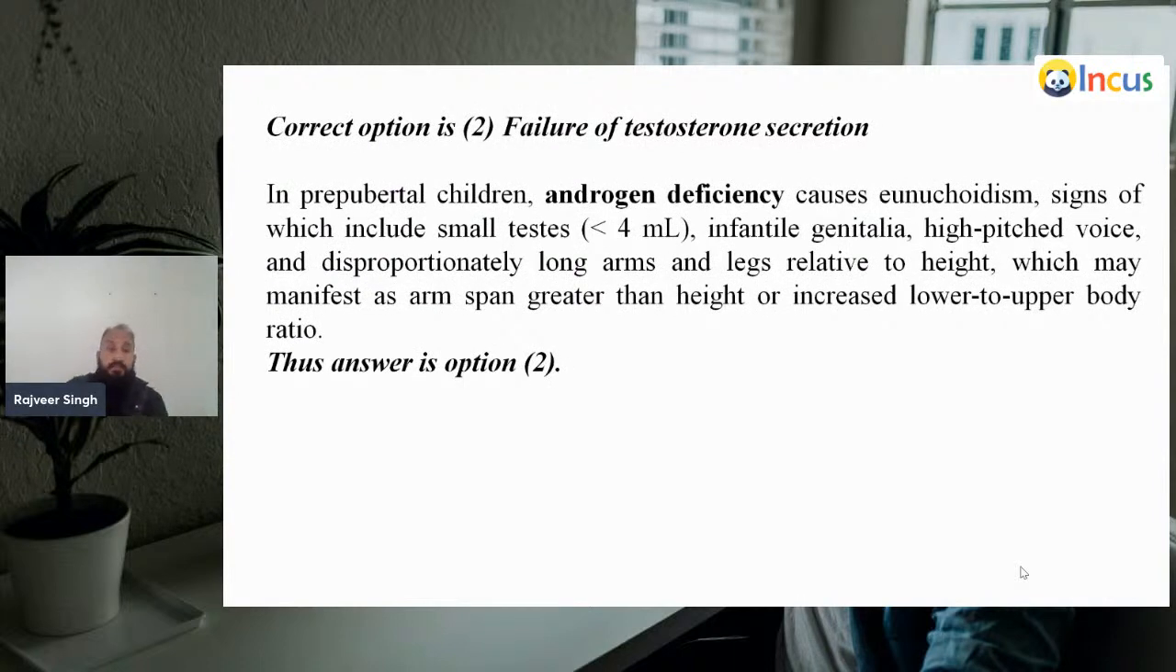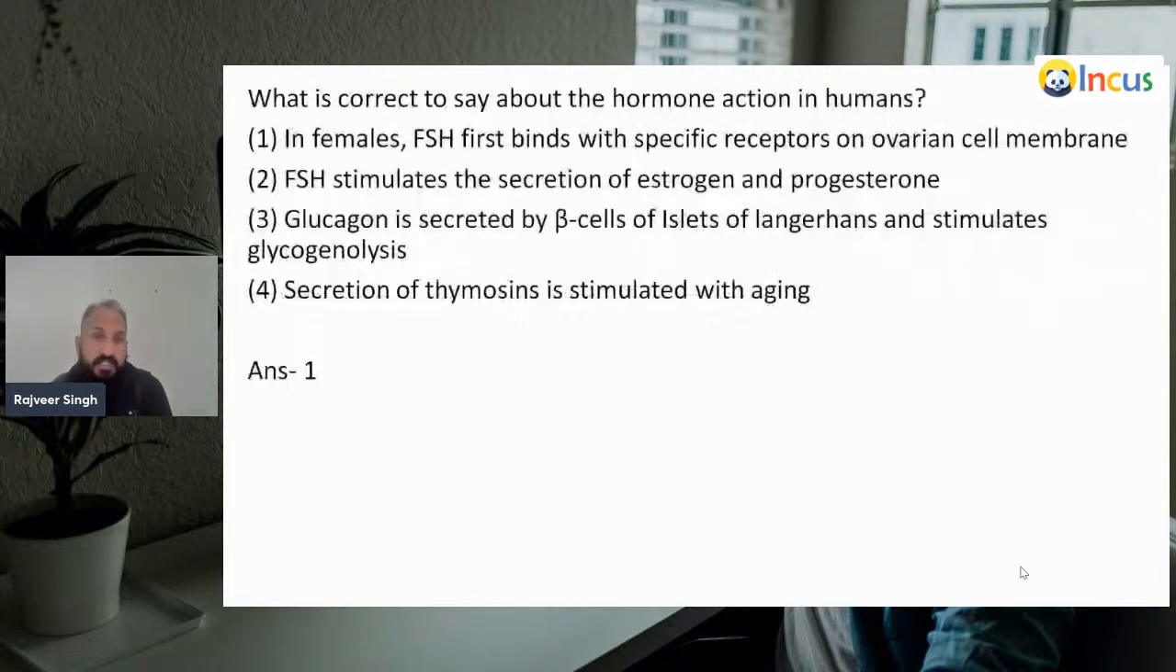Because in prepubertal children, androgen deficiency causes the eunuchism signs, which include small testes first of all, then infantile genitalia, high-pitched voice, and disproportionately long arms and legs relative to height, which may manifest as an arm span greater than height or an increased lower to upper body ratio. So the second answer is right, failure of the testosterone secretion.